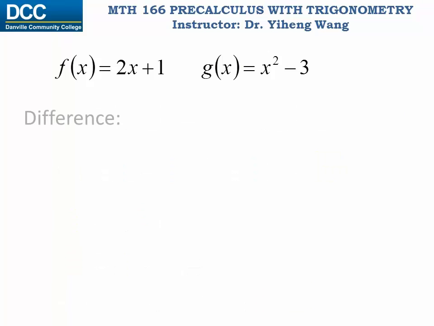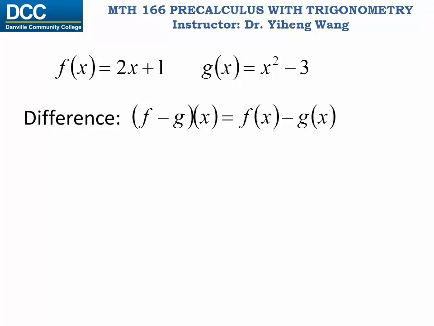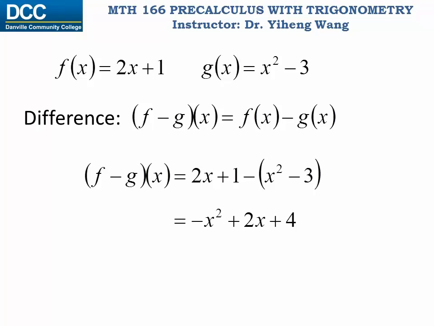The difference of the two functions, denoted as (f minus g)(x), is simply defined as f(x) minus g(x). In this example, that is 2x plus 1 minus, within the parentheses, x squared minus 3, and that equals negative x squared plus 2x plus 4. And in this case, this is not the same as (g minus f)(x), but instead is the negative of (g minus f)(x). And the evaluation follows a similar rule as we described earlier.